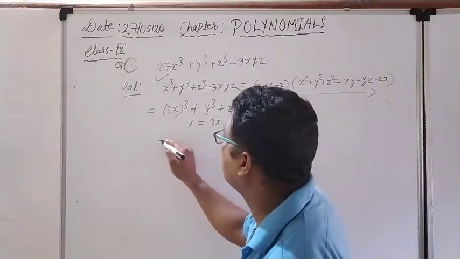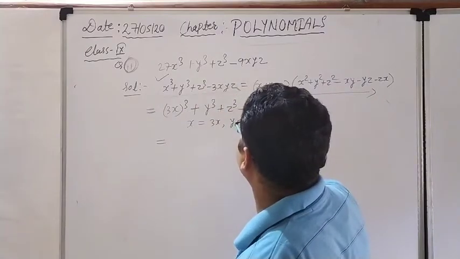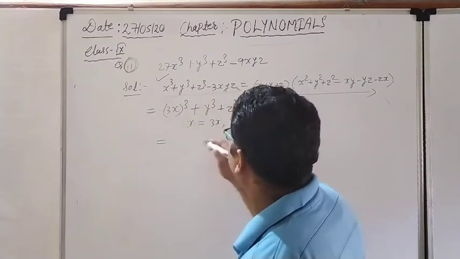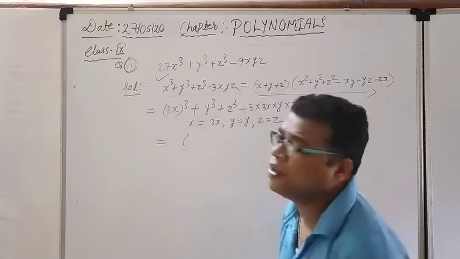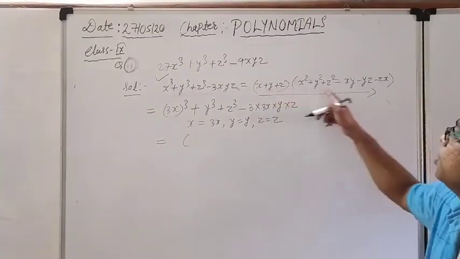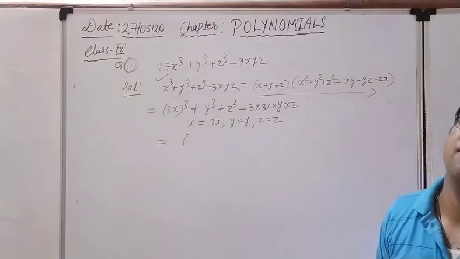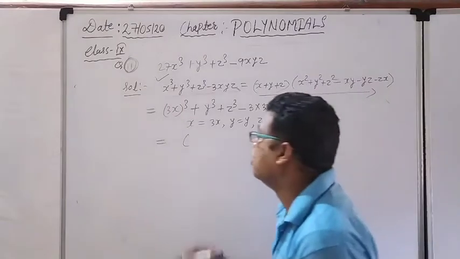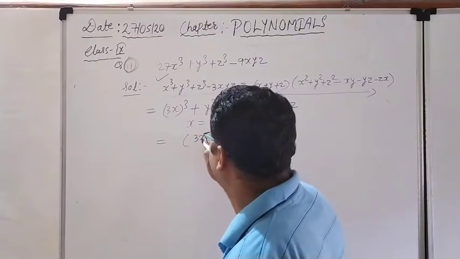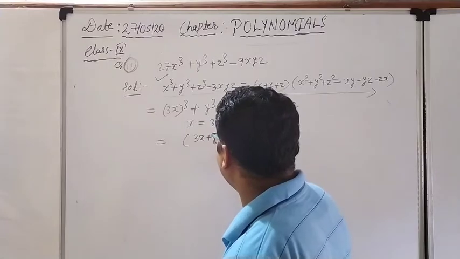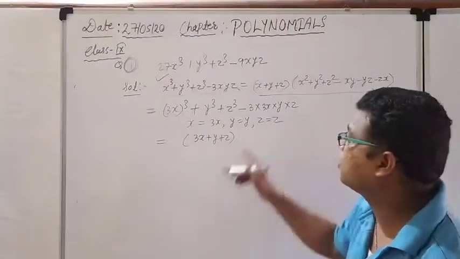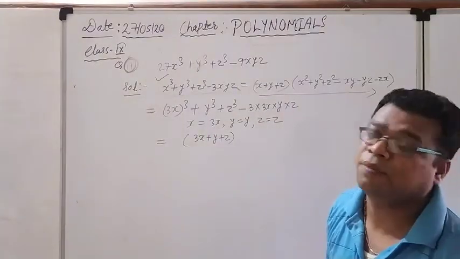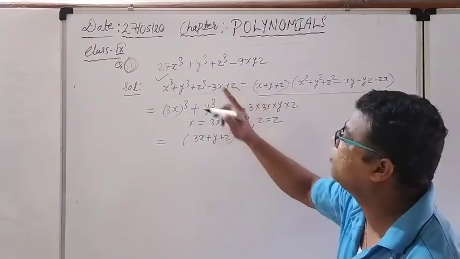This can be written as x plus y plus z. Nothing else we have to do, we just look at this particular thing and fill in the values of x, y and z. So what is there in place of x? 3x plus y plus z. I am just filling the values of x, y, z in this particular expansion, because this particular question is there in the form of this.